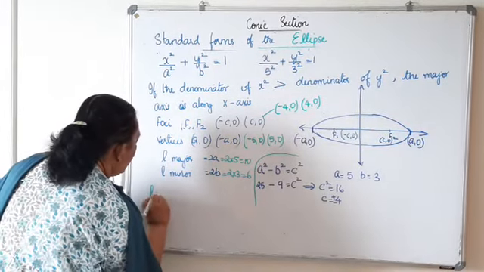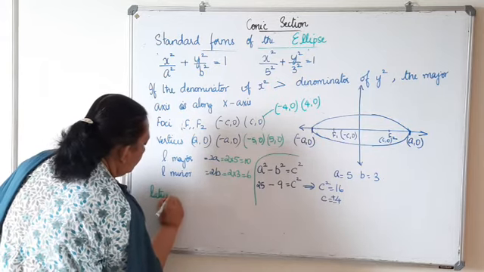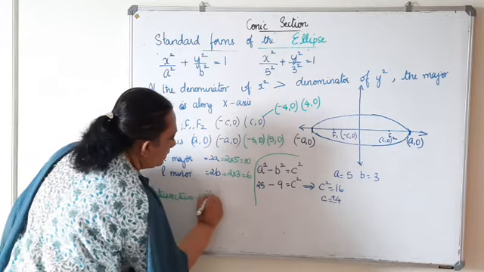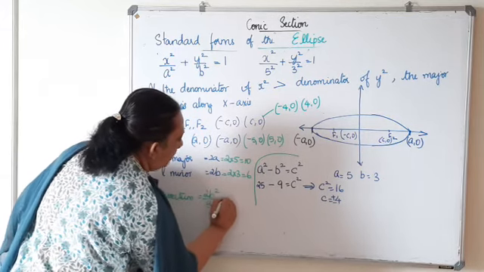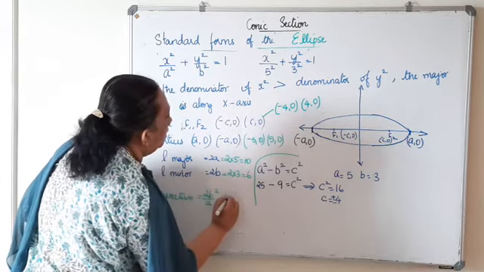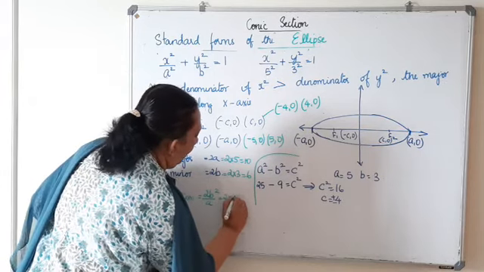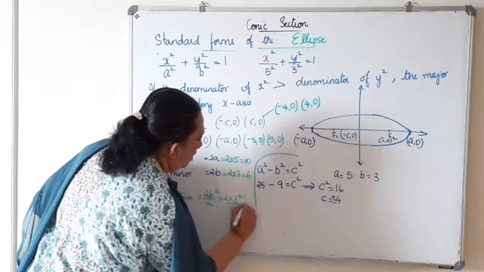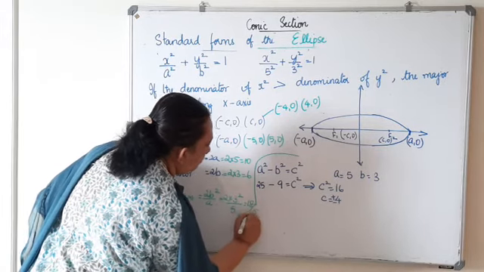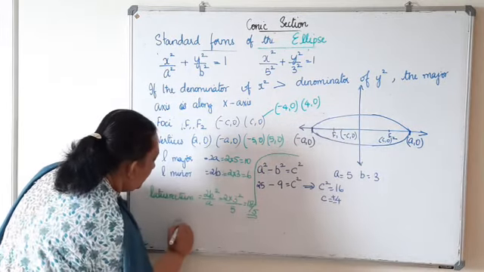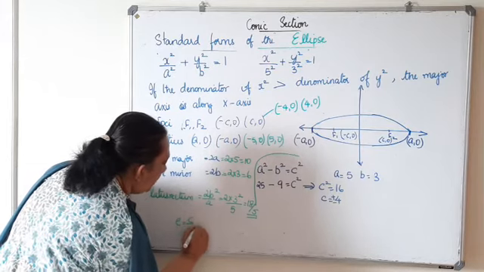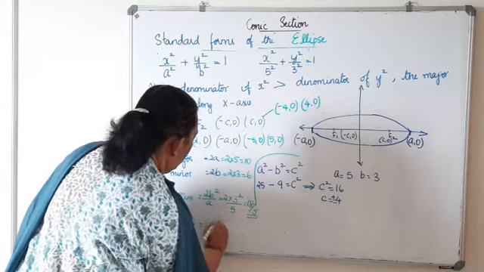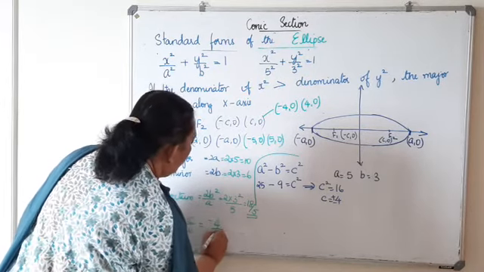The length of the latus rectum is 2b squared by a, that is 2 into 3 squared by 5, which is 18 by 5. Eccentricity e is equal to c by a, and c is 4, so that is 4 by 5.